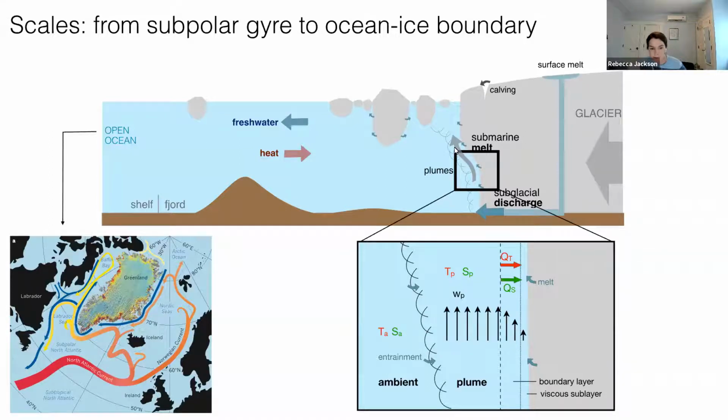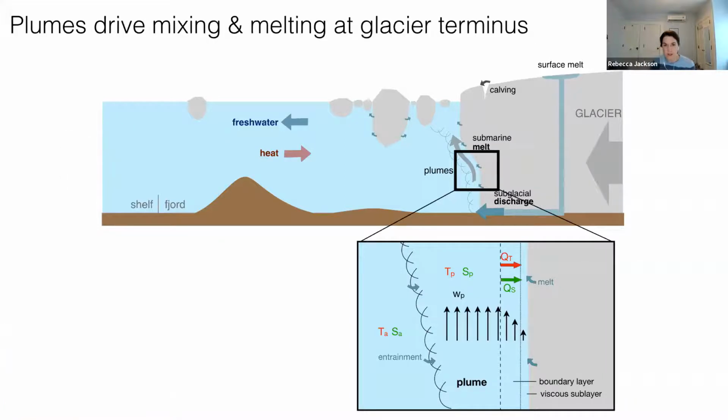And so I'm going to focus today on the smaller scales of this problem. So what's happening right here near the glacier ocean interface. And so I want to focus on the plumes that drive mixing and melting right near the terminus.